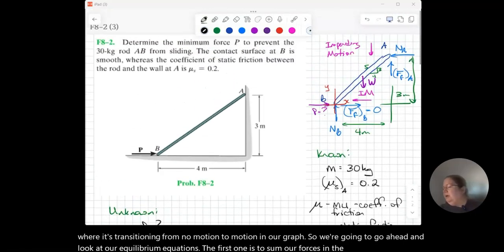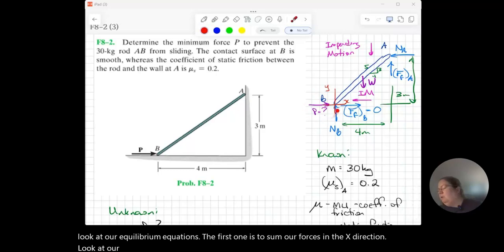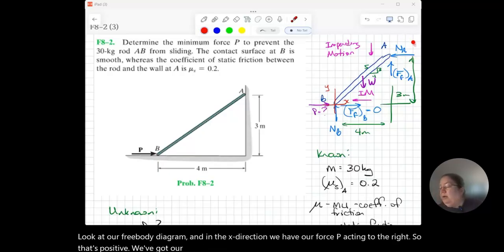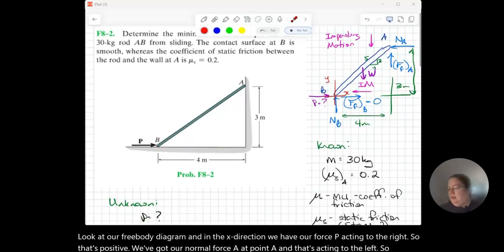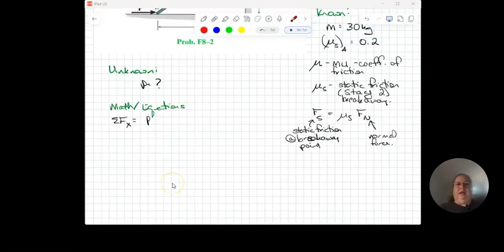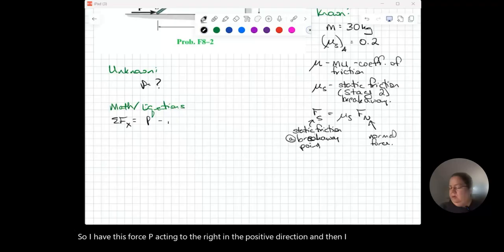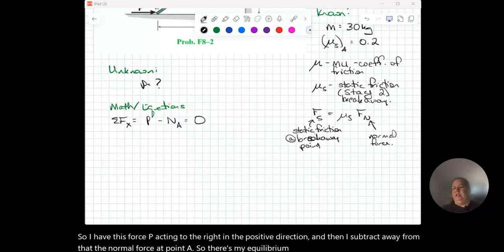Look at our free body diagram. In the x direction, we have our force P acting to the right, so that's positive. We've got our normal force at point A, and that's acting to the left, so that's negative, and that's all we've got in the x direction. So I have this force P acting to the right in the positive direction, and then I subtract from that the normal force at point A. There's my equilibrium equation for the forces in the x direction.